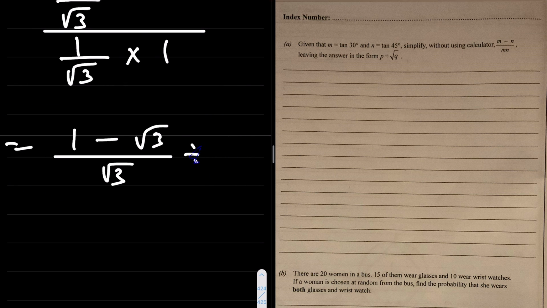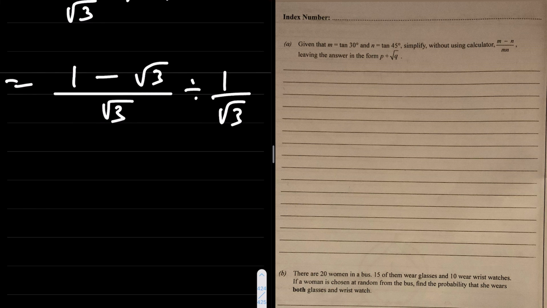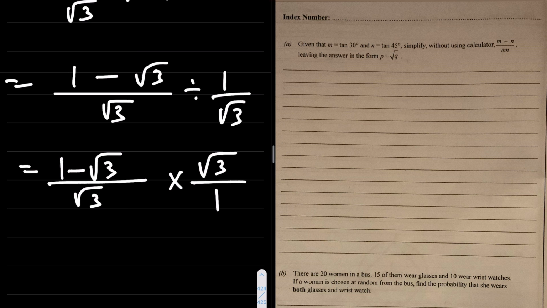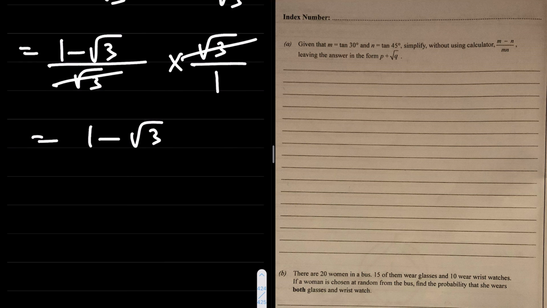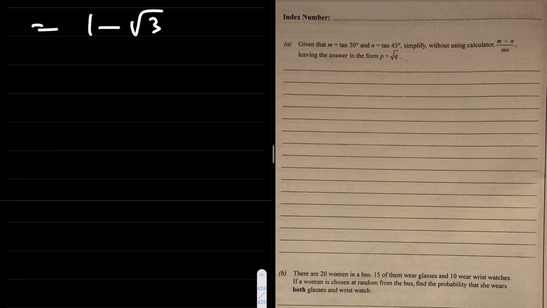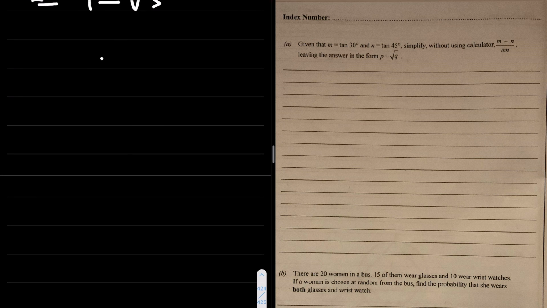divided by, the denominator is the same as 1 over root 3 times 1, that's 1 over root 3. So I just say divided by 1 over root 3. And that simply means 1 minus root 3 over root 3 times root 3 over 1. Root 3 cancels root 3, and I'm left with 1 minus root 3. So m minus n over mn equals 1 minus root 3. And we go straight to the next, which is b.